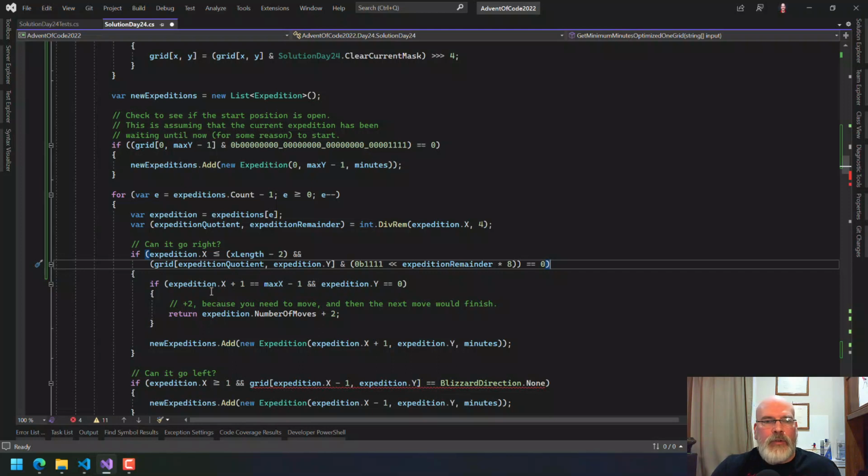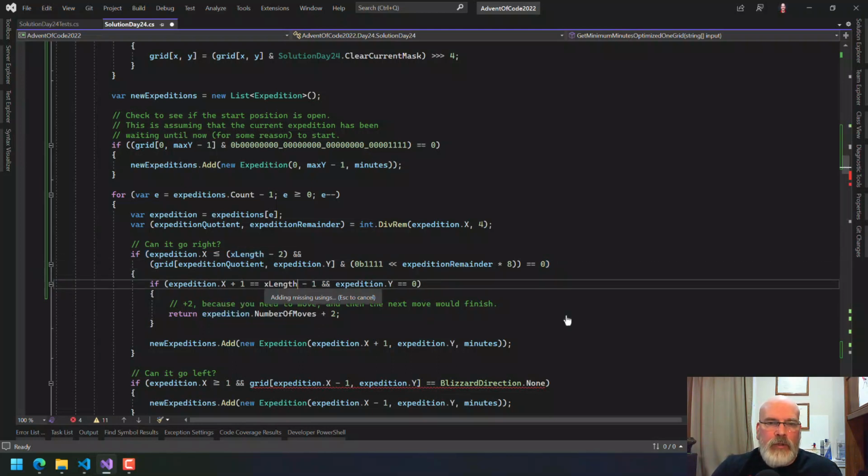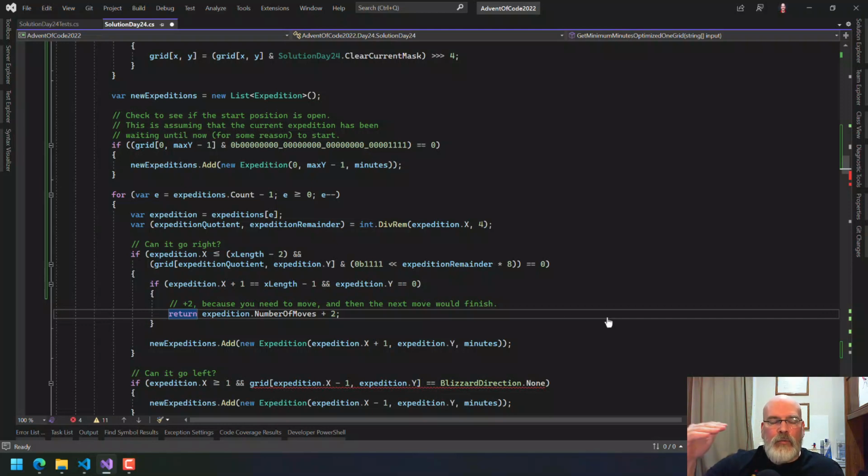So now what you can say is if expedition x plus 1 would equal the total logical length minus 1, and then y is 0, that means you're in the bottom row, all the way to the right. You could now move down 2, and you're there. Everything stops, you return that. Okay? Now, this expedition plus 1 is correct because, again, that's the logical one. So we're just moving that over. I believe that should work.